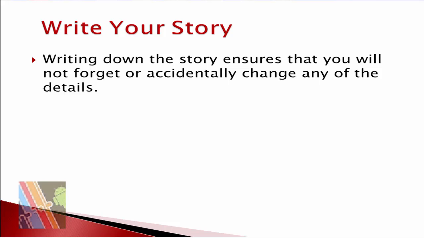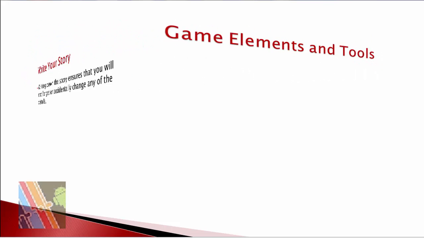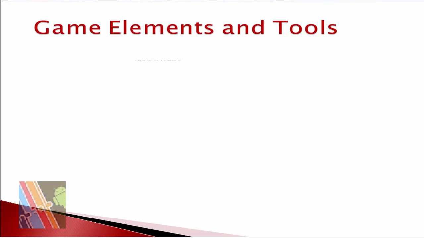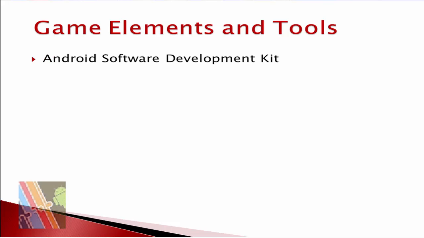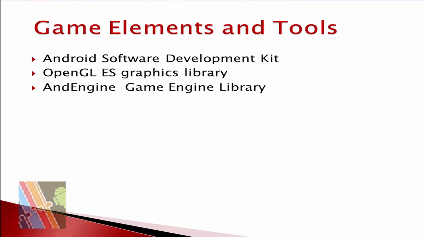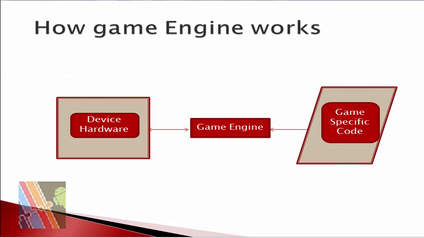Writing down the story ensures that you will not forget or accidentally change any of the details of your game. So what are the game elements and tools of Android game programming? The Android Software Development Kit, the OpenGL ES graphics library, the AndEngine game engine library, graphics tools, and the last one is audio tools.